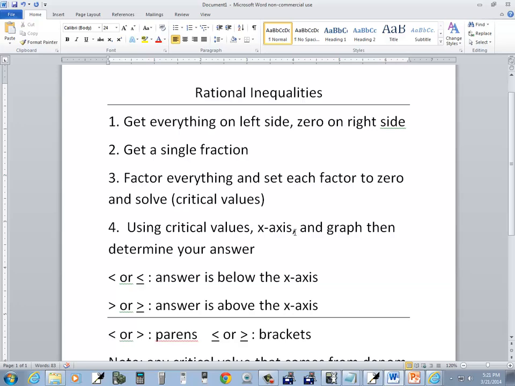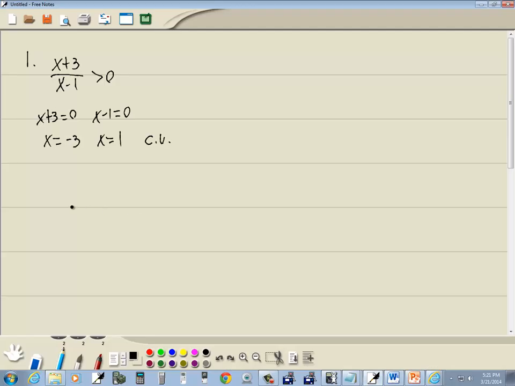It says using your critical values, the x-axis and graph, then determine your answer. Well, I'll put negative 3 here, and I'll put a positive 1 here. Now these split them up into intervals. So that's splitting it up like this. Clear over here is negative infinity. Clear over here is positive infinity. This first interval goes from negative infinity to negative 3. This next one goes from negative 3 to 1. And then the last interval goes from 1 to positive infinity.